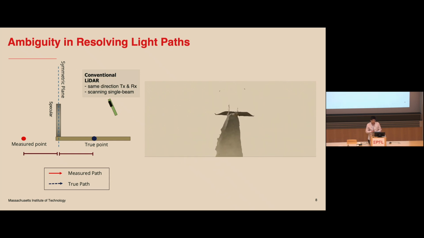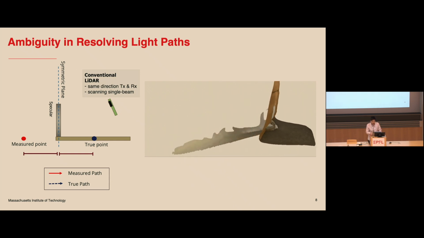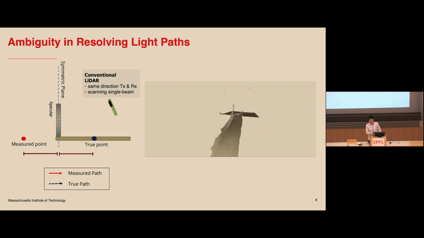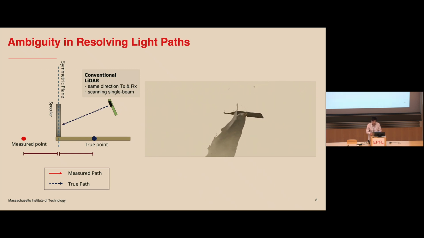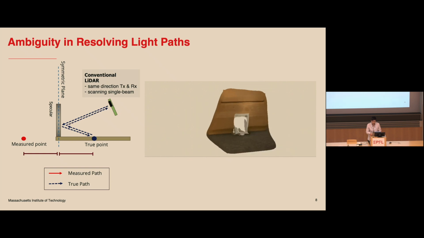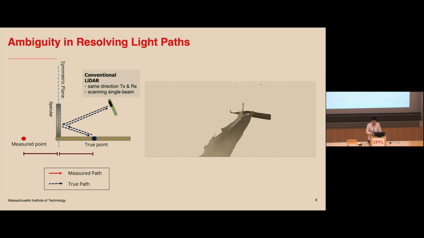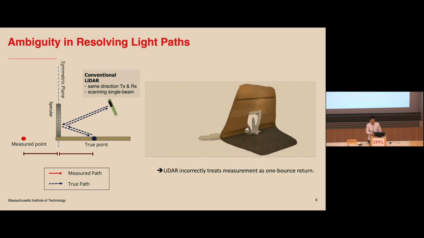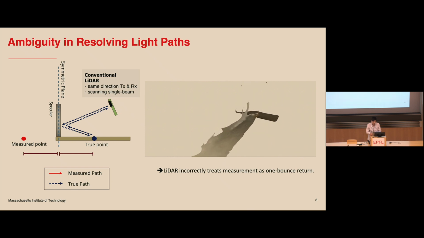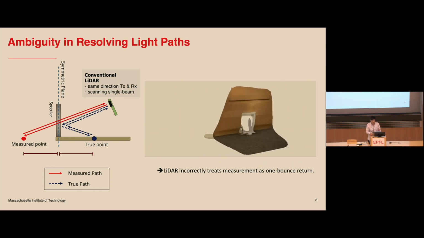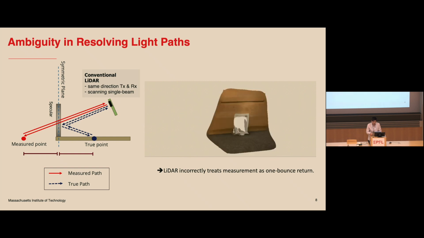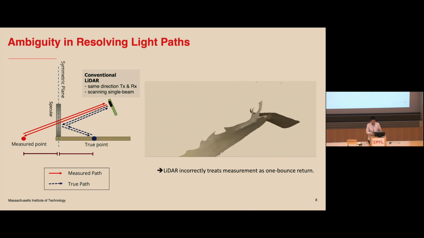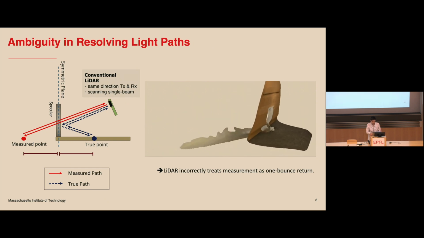So why couldn't the LiDAR system detect the mirror? For conventional LiDAR, because you only receive light from the same direction as its transmitter, when there's a specular surface, you won't know there's an actual multi-bounce happening. Most LiDAR systems incorrectly treat all measurements as one bounce returns. So it thinks the mirror is actually farther than it is, and that there's a hole. It thinks the mirror has a hole and an artifact of reflection behind the mirror.